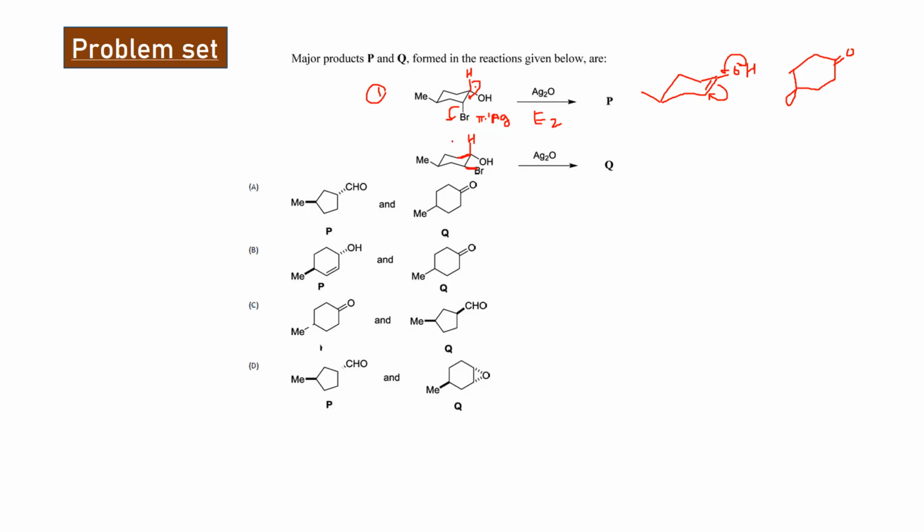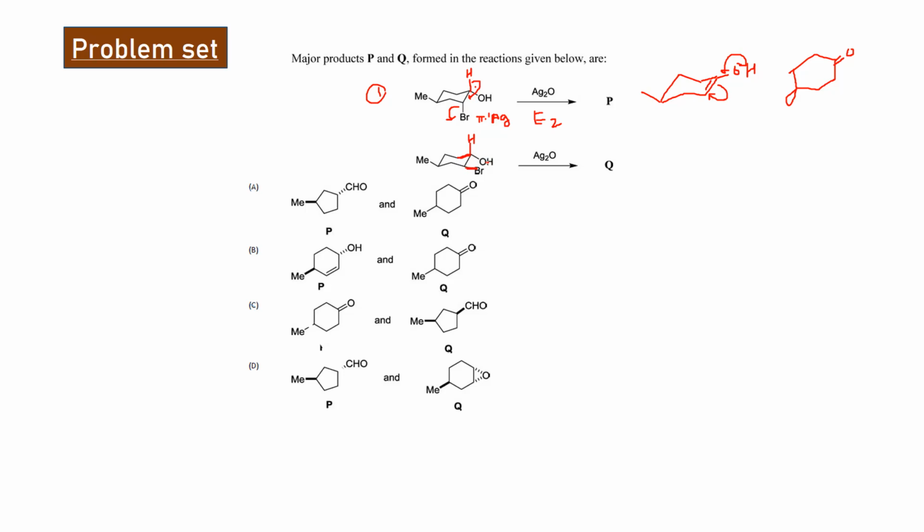But in this next one, there is no H which is anti-periplanar with this bromine, because this bromine is above the plane and the H is also above the plane. So both are in a cis manner, and there is no possibility of an elimination reaction. But this carbon-carbon bond is anti-periplanar with this C-Br bond.